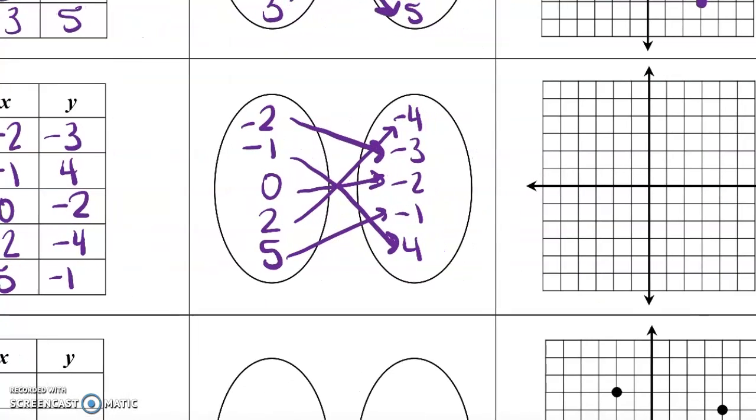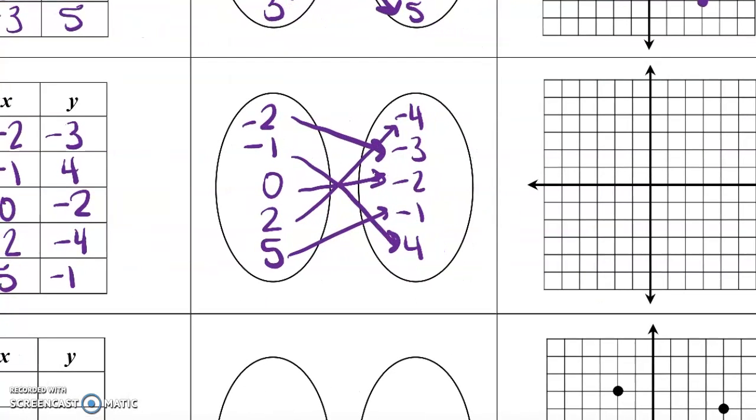And then we're graphing. Left 2 down 3 for your first one. Left 1 up 4. 0, -2 means we just go down 2. We don't go left or right. Then right 2 and down 4. And right 5 and down 1.